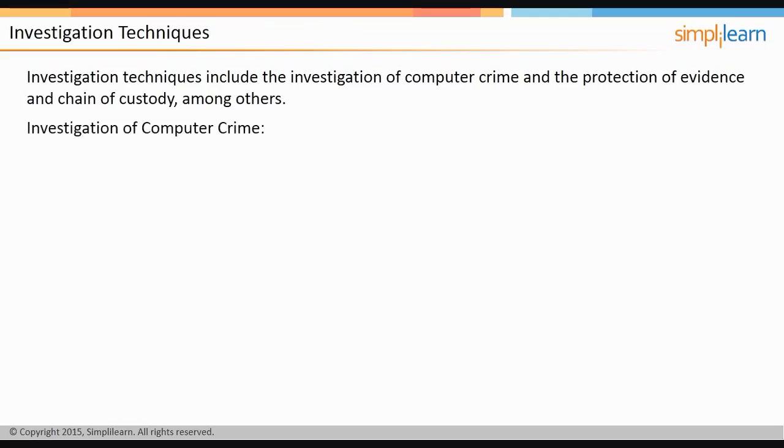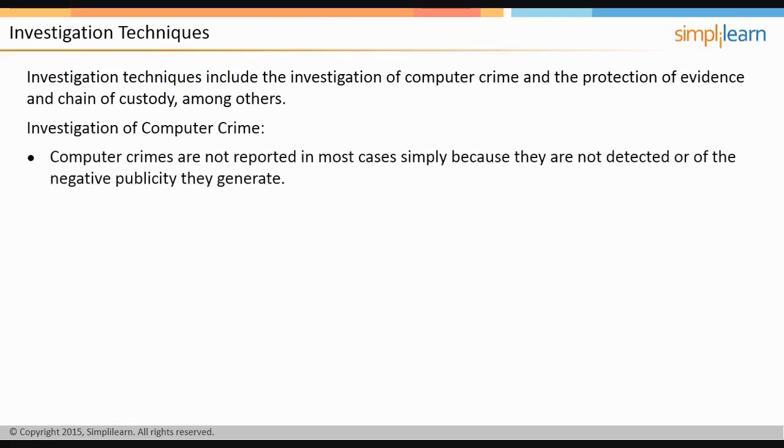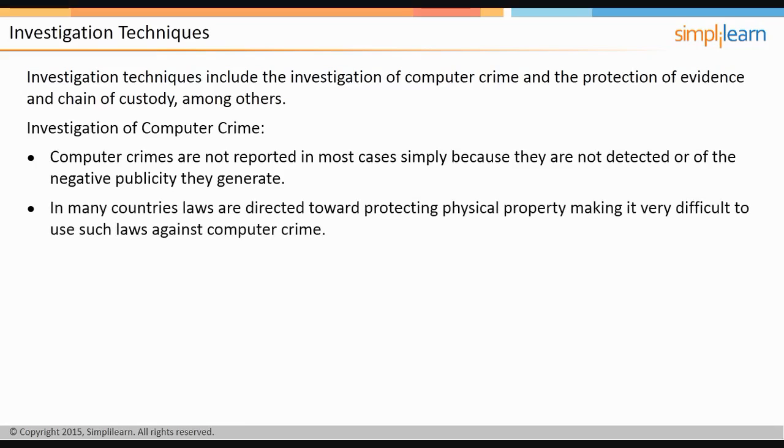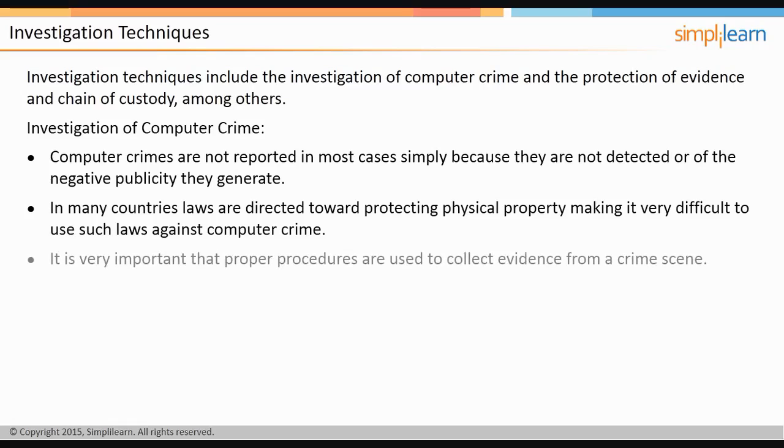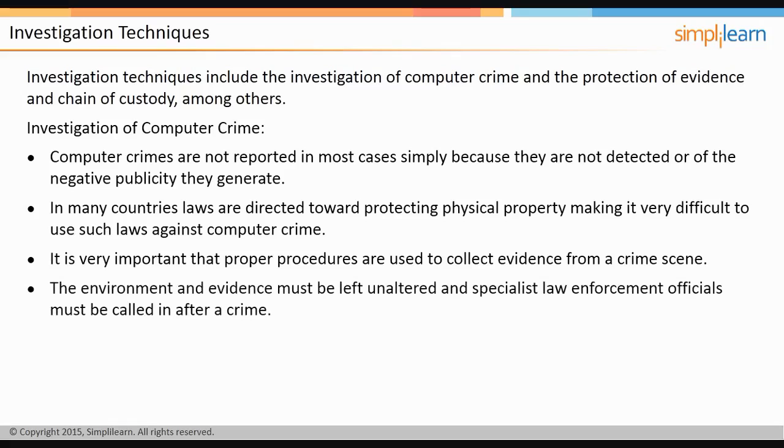Investigation of computer crime. Computer crimes are not reported in most cases simply because they are not detected or because of the negative publicity they generate. In many countries, laws are directed toward protecting physical property, making it very difficult to use such laws against computer crime. It is very important that proper procedures are used to collect evidence from a crime scene. The environment and evidence must be left unaltered, and specialist law enforcement officials must be called in after a crime.